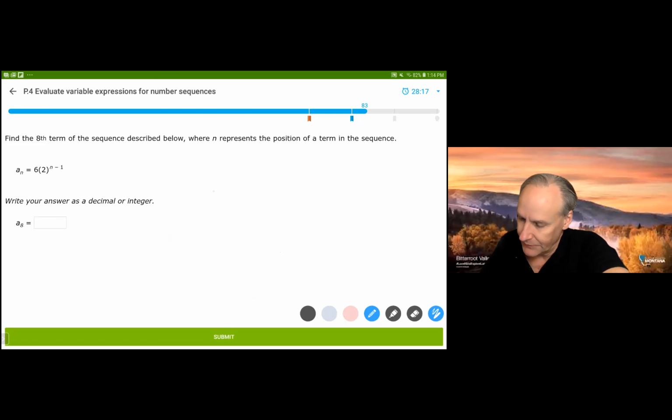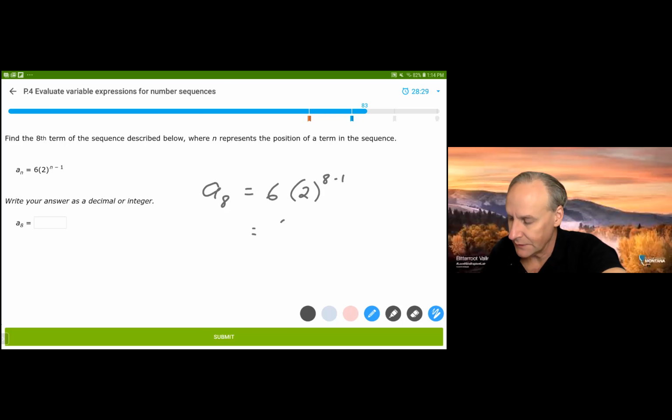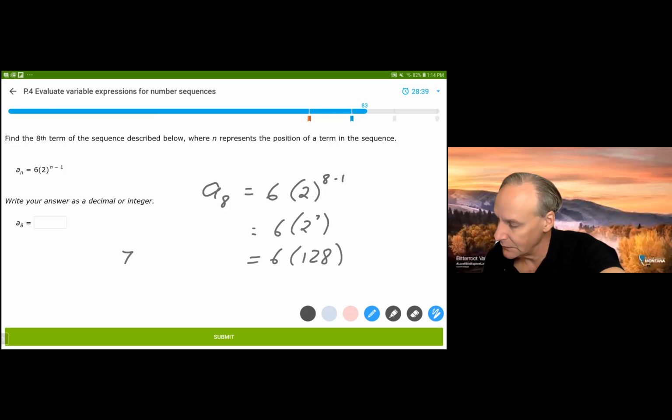Okay, I'm going to go a little faster this time. The 8th term is going to be 6 times 2 to the 8 minus 1. Well, we already know that 2 to the 7th power is 128. So I'm going to take 6 times 128. And that is going to be 768, isn't it?